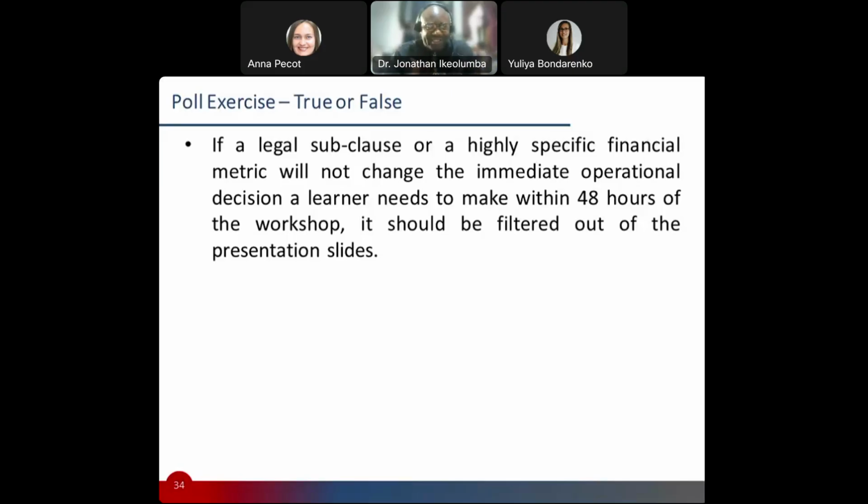So the point here is, if you have a presentation slide that contains something that the learner might not be able to make use of within a 48-hour period, do you think it's a good idea to still have them within your presentation slide? So just some thoughts, and I'll be very happy to know your thinking.